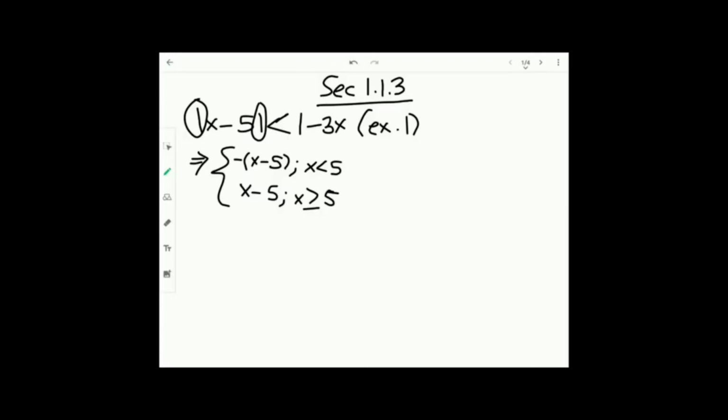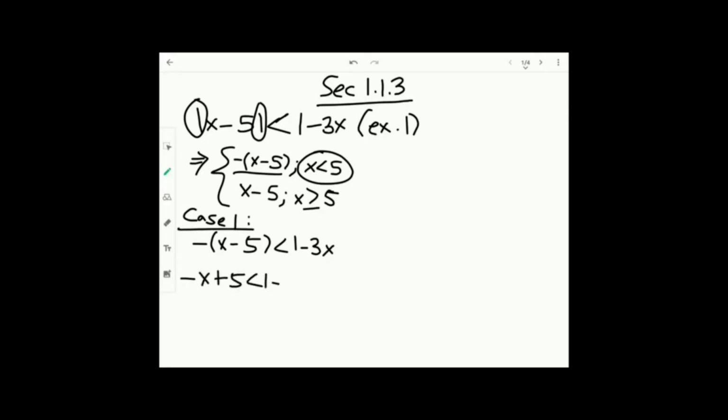So let's get solving. Now in the first one, the requirement we have is x has to be less than 5. So substituting this in our equation, we get minus (x minus 5) is less than 1 minus 3x. Let's call this case 1. Now it becomes minus x plus 5 less than 1 minus 3x. Take minus 3x here, you get 2x less than minus 4. You get x less than minus 2.